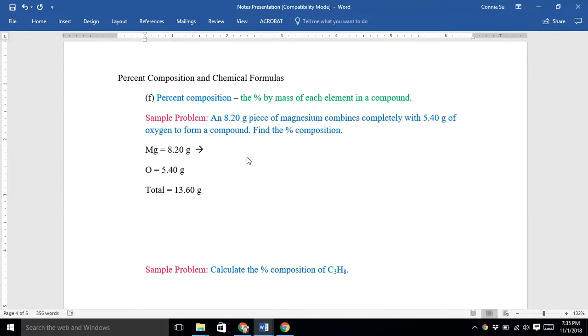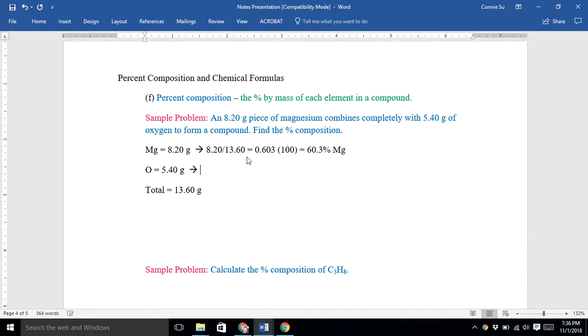To find the percent for magnesium, I'm going to take the amount of magnesium, which is 8.2, and divide it by the total, which is 13.6. On the calculator, 8.2 divided by 13.6 gives 0.603, rounded to 3 sig figs. Since we're looking for percent, I'm going to move my decimal to the right twice, or multiply by 100, and this will give me 60.3% magnesium.